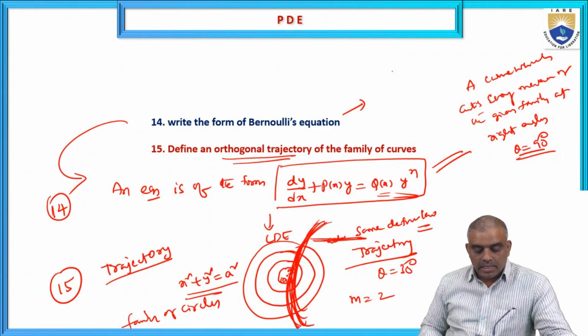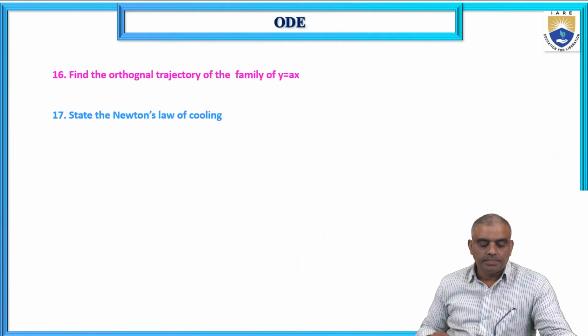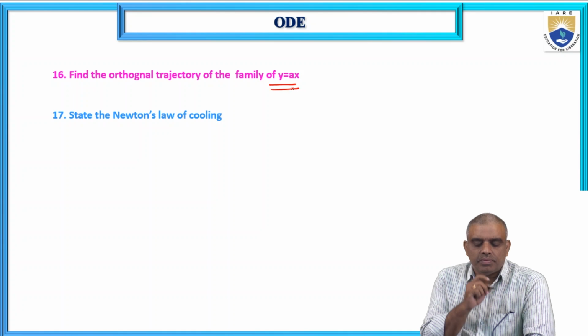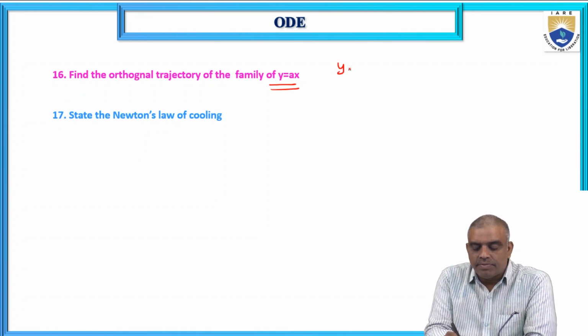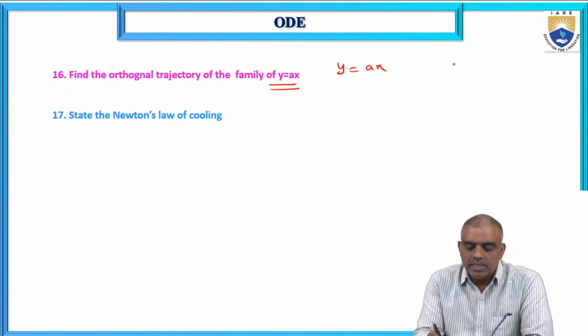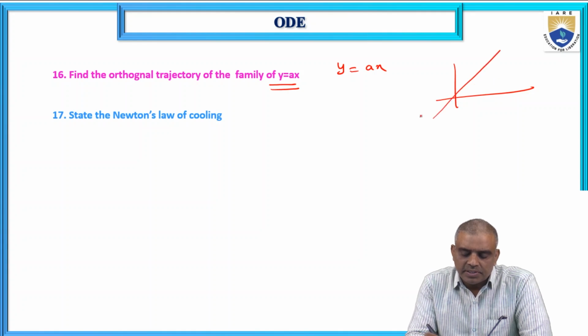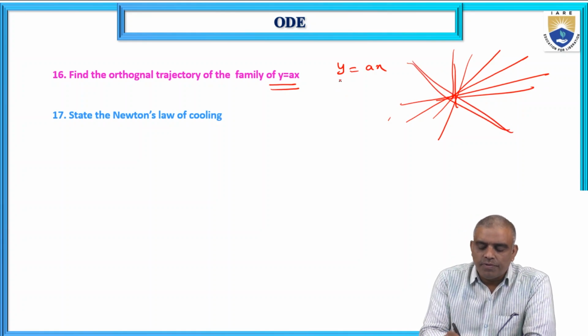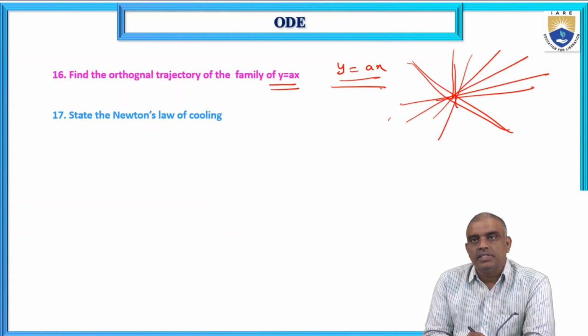That is definition number 15. Find the orthogonal trajectory of the family of straight lines y is equal to ax. y is equal to ax is a family of straight lines passing through the origin. Or y is equal to mx means it is a family of straight lines passing through the origin. So we have to find the orthogonal trajectory of this curve.